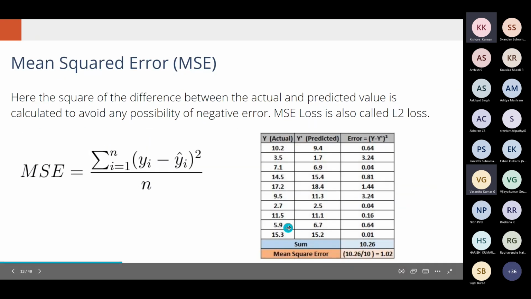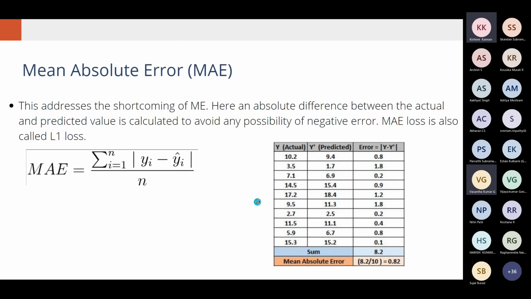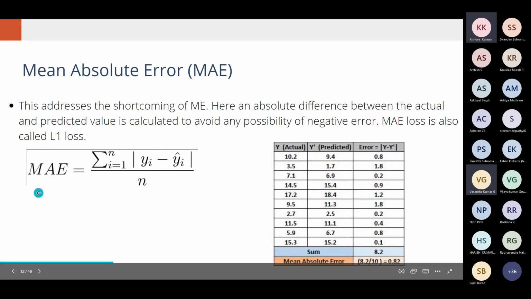Okay, moving on. Next we have mean absolute error. The problem with mean error was that there are negative values, right? So how do we eliminate them? One thing we can do is take the modulus of all the errors, and that will work. That is exactly what we do here in mean absolute error, and it is also called L1 loss. We first find the error, then take the absolute values, then sum it up and take the average. And this is the mean absolute error cost function.